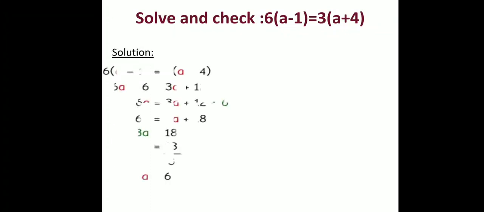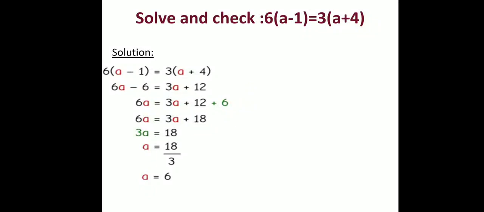For the solution, 6 is multiplied with a, that is 6a, and 6 is multiplied with minus 1, equal to minus 6. And on the right hand side, 3 is multiplied with a, 3a, and 3 is multiplied with plus 4, that is plus 12. So I will shift minus 6 to the right hand side. It will become plus 6 on the right hand side. So 6a is equal to 3a plus 12 plus 6, that is 6a is equal to 3a plus 18.